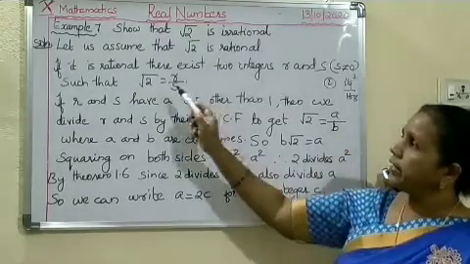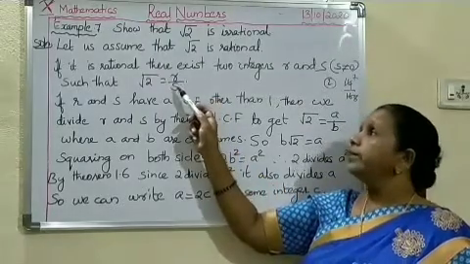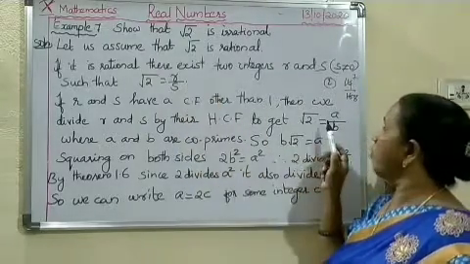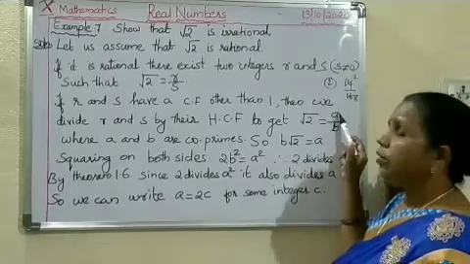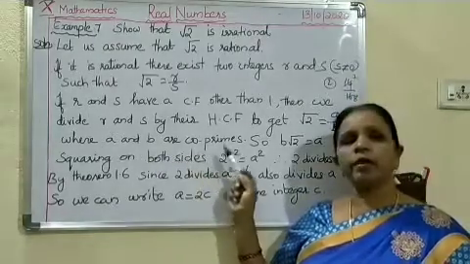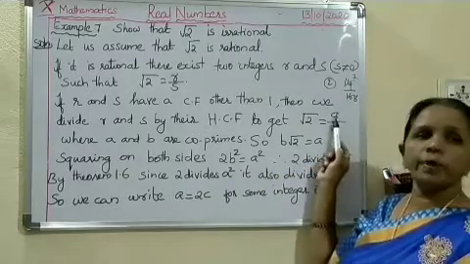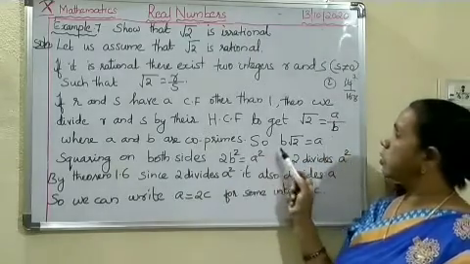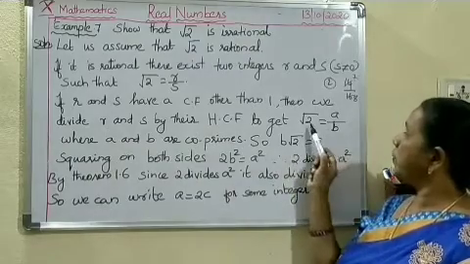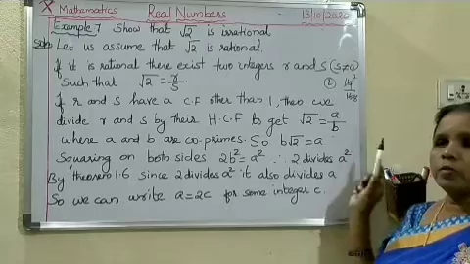Here, r and s: we assumed root 2 is a rational number. Then we divide by the common factor, and what do we get? Root 2 is equal to a by b, where a and b are co-primes. Co-primes means they don't have any common factor. So, cross multiplying, b root 2 is equal to a. Understood? First, what did we write?